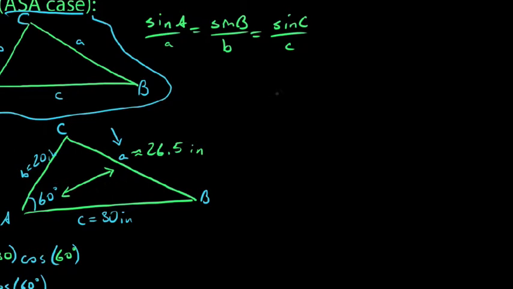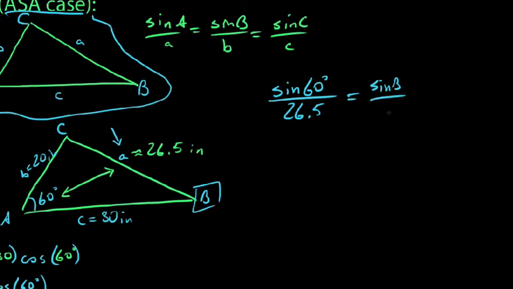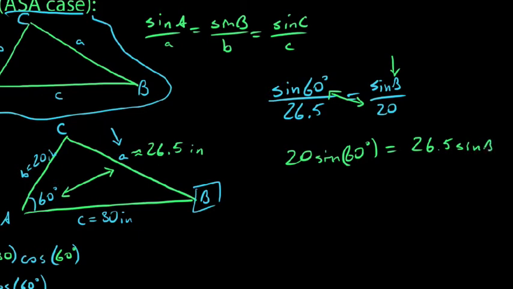So since we have angle A and side length A, it's fair to say this. The sine of A, which is 60 degrees, over the length of its side opposite, which is 26.5 inches, is equal to, and let's go after angle B here, sine of B over side length B, which is 20 inches. So now all we need to do is determine this value of B. Since this is a proportion, we'll do a cross product, and we end up with 20 sine of 60 degrees is equal to 26.5 sine of angle B.